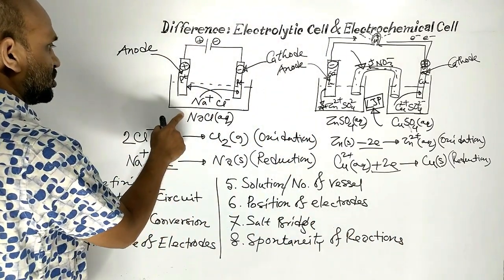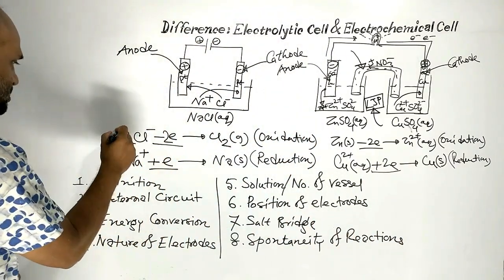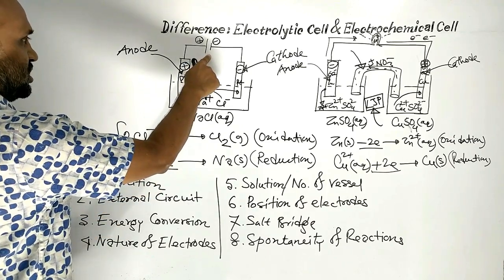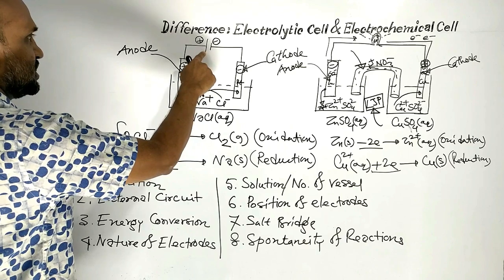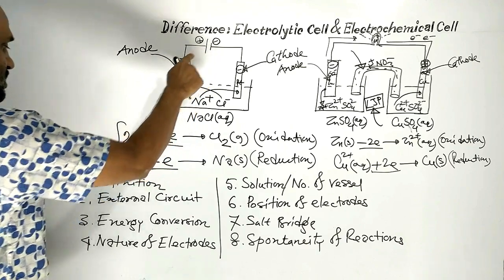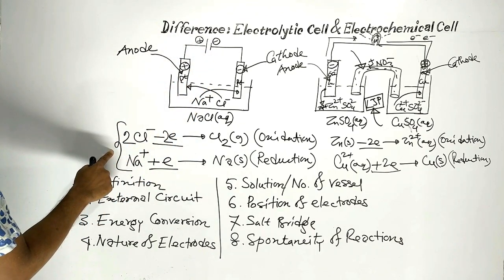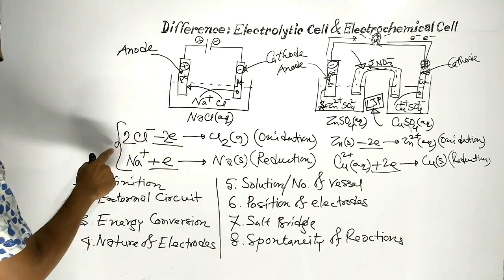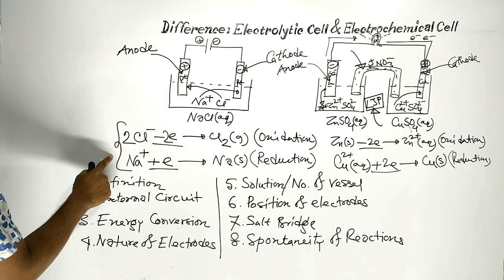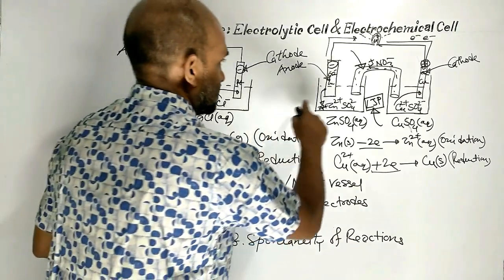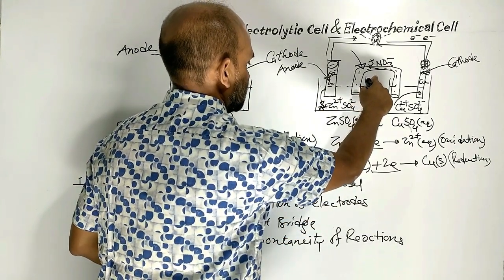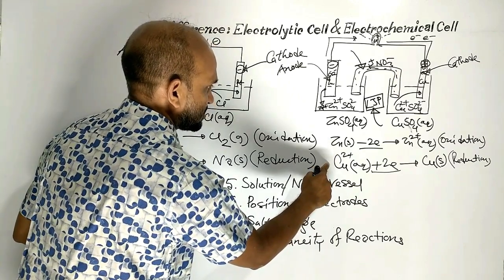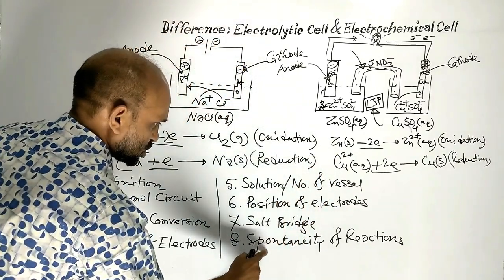Then number eight, spontaneity of reactions. In case of electrolytic cell, reactions are dependent on the electrical power. Due to the presence of this electrical source, these reactions occur. So, in electrolytic cell, reactions are not spontaneous. But in case of electrochemical cell, these reactions occur automatically, spontaneously.